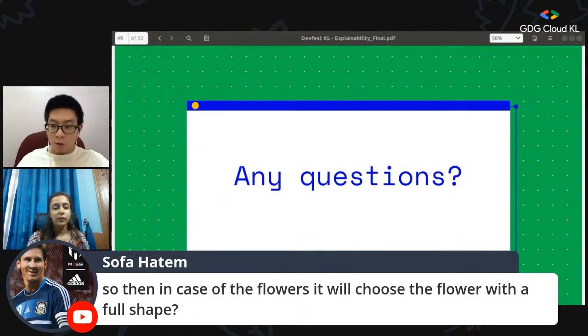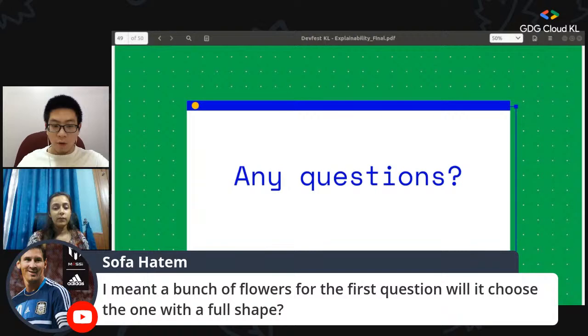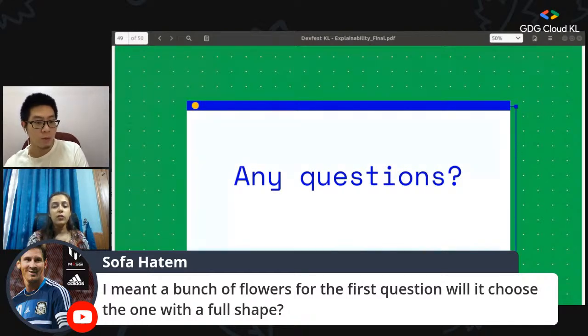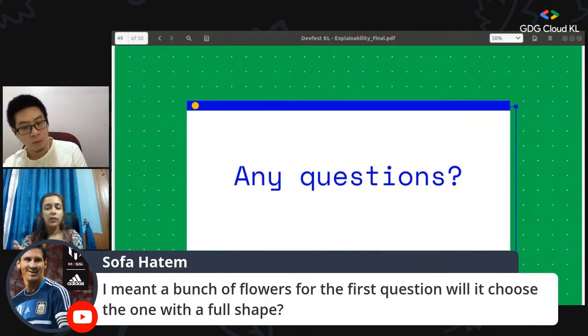I think so far also did clarify that it's about a bunch of flowers for a question. Will it choose the one with a full shape or one that is partially shaped? So it depends. If your data had a lot of images with a bunch of flowers and not just a single flower, the model would learn accordingly.